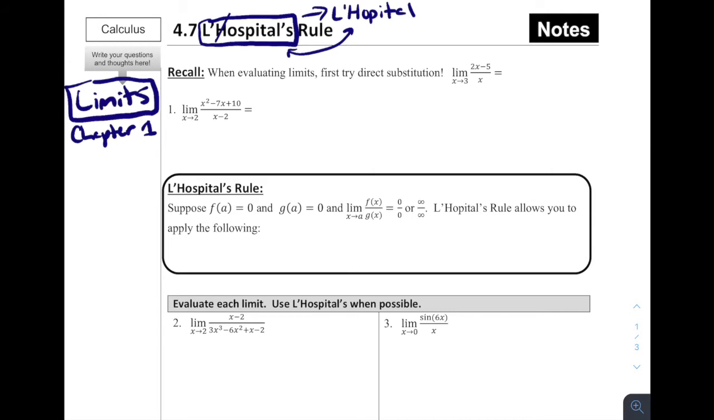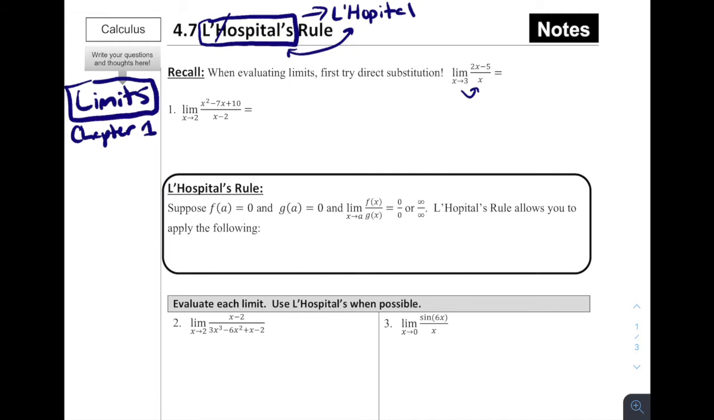So, in general, let's do a little bit of review from Chapter 1 on how we do these limits. Recall, when evaluating limits, first try direct substitution. Generally, the first thing you do when you see a limit problem is try plugging in whatever x value they gave you, and you hope that you get an actual answer, because then you don't have to do anything else. If you get indeterminate form, we've got some tools to help solve these problems, and we talked a lot about those in Chapter 1. We'll talk about a new tool today called L'Hopital's rule.